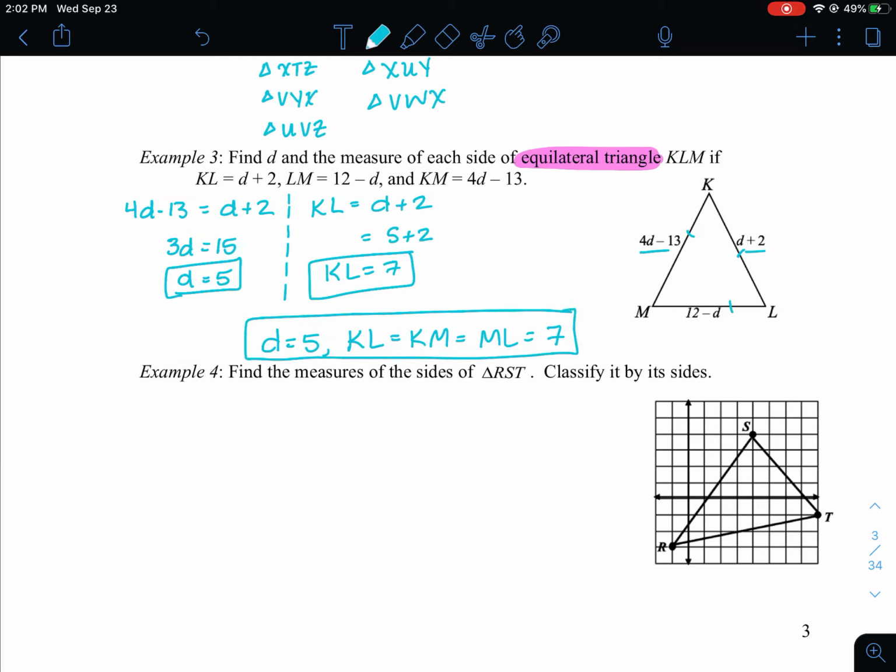So again, using a little bit of algebra, that's the way to do this problem, and we need to do it because it said equilateral triangle. So if you did not know what an equilateral triangle was, it would be a little bit difficult to start this problem.